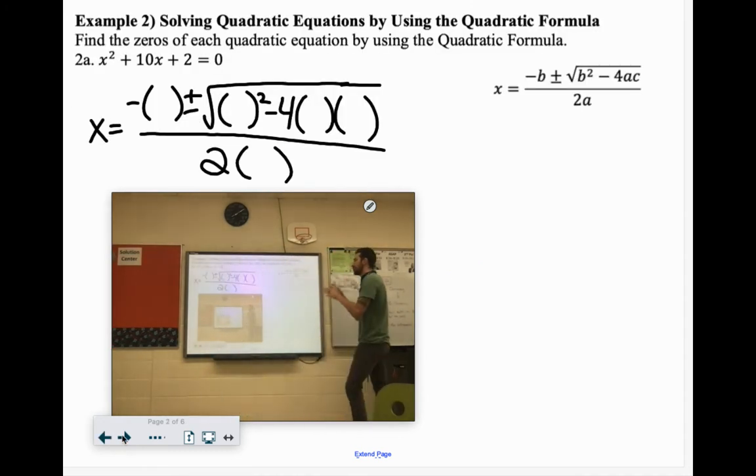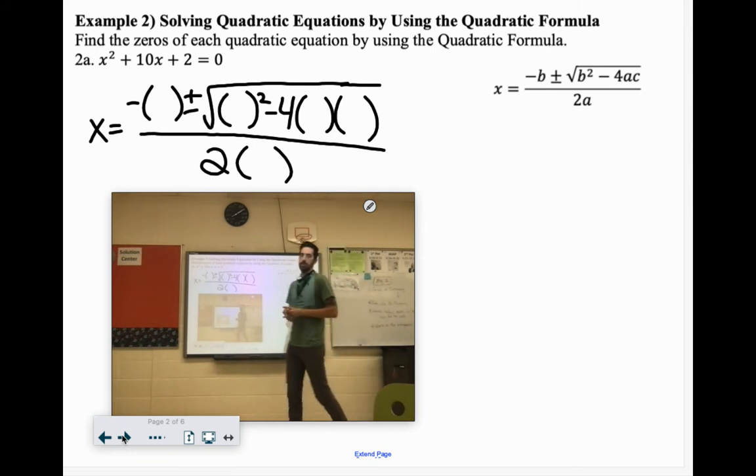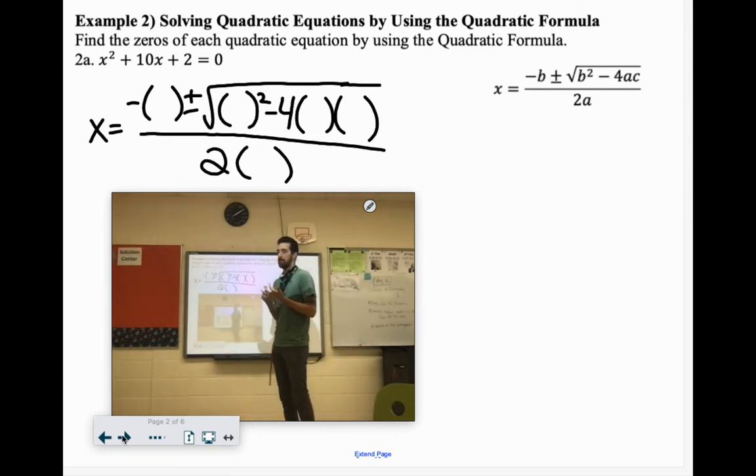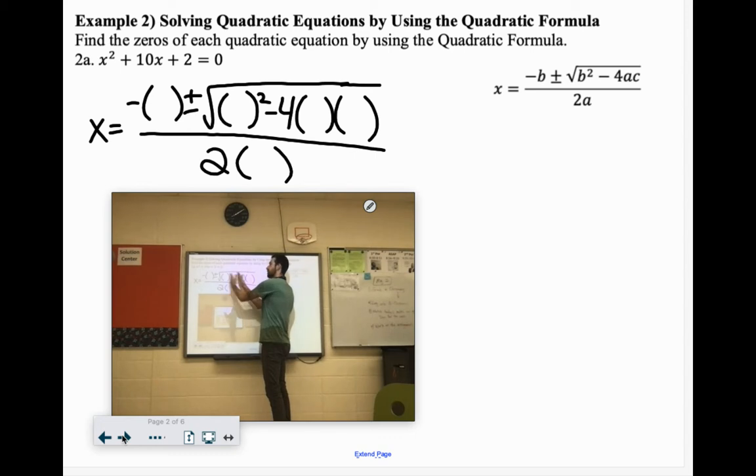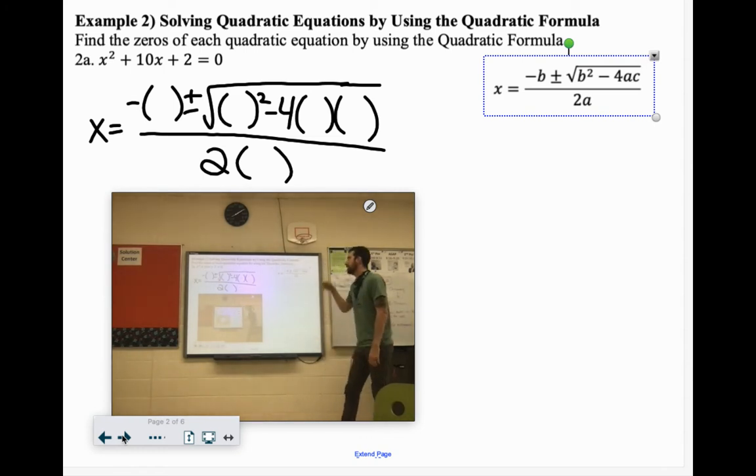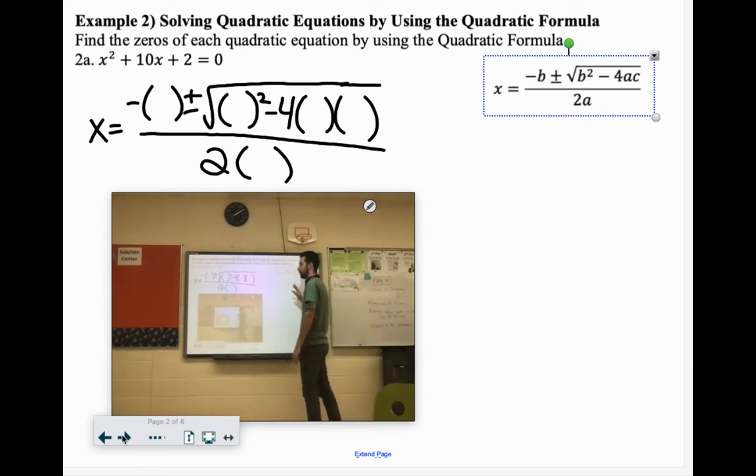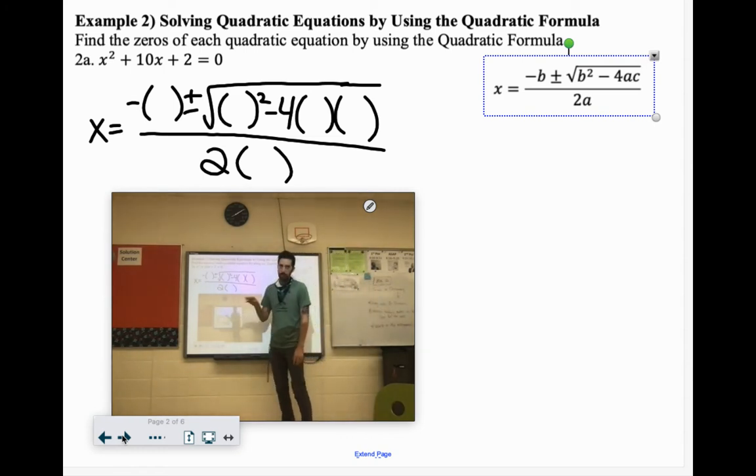Now we're going to actually solve the full thing with the quadratic formula. Now the nice thing is, this is essentially a skeleton. We're filling in blanks in the formula. I put the formula on the slide over here. Opposite of b plus or minus the square root of b squared minus 4ac, all over 2a.